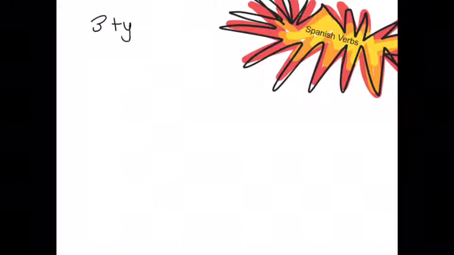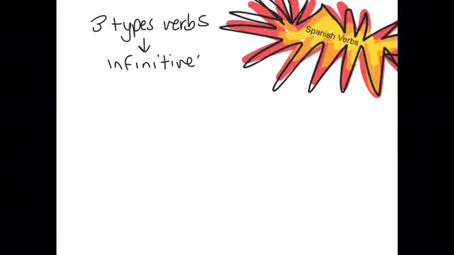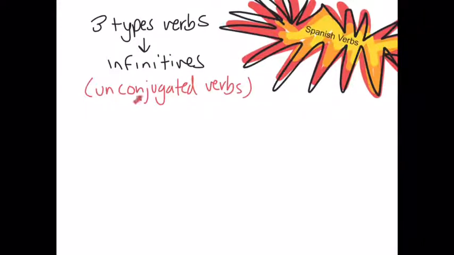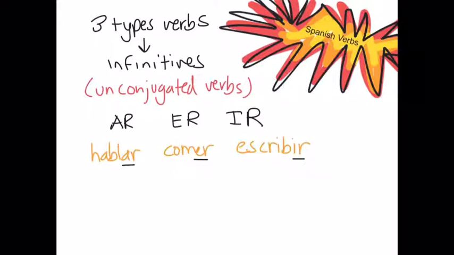Now let's talk about Spanish verbs. There are 3 types of infinitives, or verbs that are not conjugated yet. So an infinitive is an unconjugated verb. So our 3 types. We've got AR, ER, and IR verbs. The type is determined by the ending of the infinitive. Notice these here.